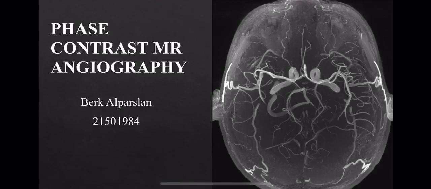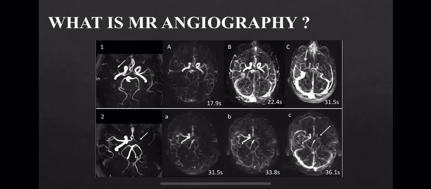I will present how phase contrast magnetic resonance angiography works with two MATLAB examples. First, let's begin with the definition of magnetic resonance angiography. The idea that blood flow velocities could be encoded by phase was first developed by Paul Moran in the early 1980s. Magnetic resonance angiography is a group of techniques based on magnetic resonance imaging to image blood vessels.